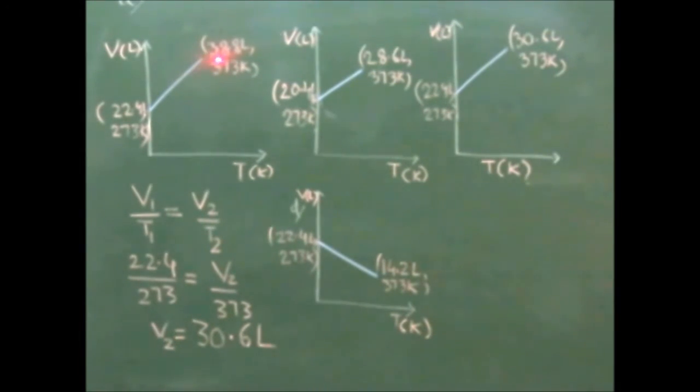And here it is given as 38.8 liters, which is incorrect. Hence, option A is incorrect and the correct answer is option C, where at 373 Kelvin the volume of 30.6 liters is given. So the answer is option C.